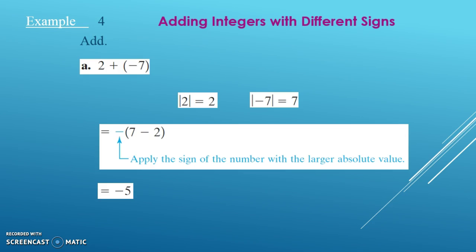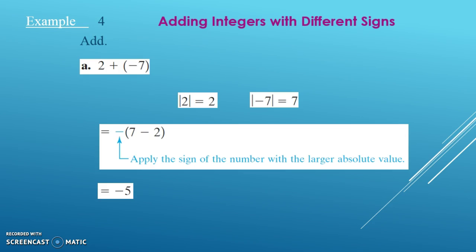Here we have two numbers. We have a 2 plus a -7. So we're adding those, and they have different signs. So the difference between 7 and 2 is 5. And since the -7 has the largest absolute value, our sign is going to be negative. So it's going to be a -5.